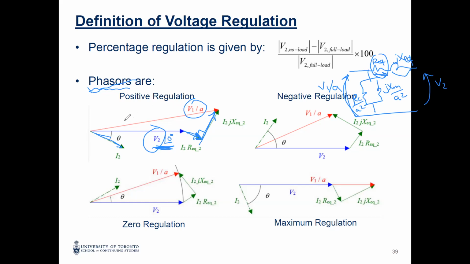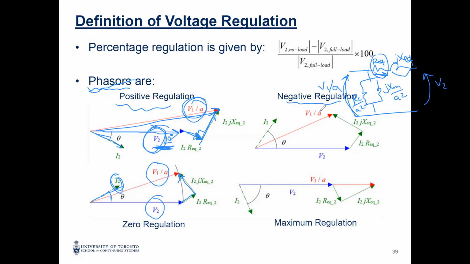The magnitude, the difference between this magnitude, the no load, and the voltage at the full load, this is the voltage regulation. We call it positive because this magnitude is larger than this. Can we have a zero regulation? Yes, if they are both equal. Can you see that it happens when the current is leading? This is the current here. This is the angle. Current, then you put the part of the resistance and then the part of the reactance.